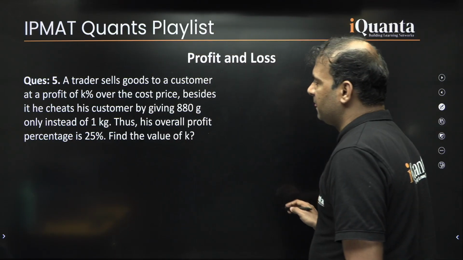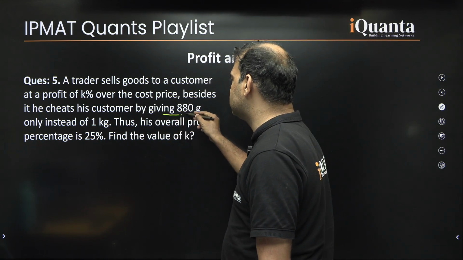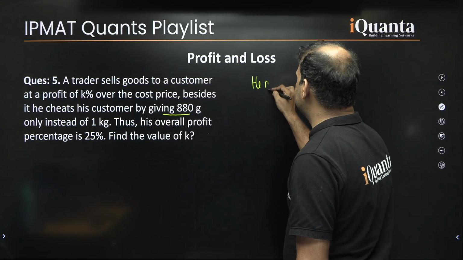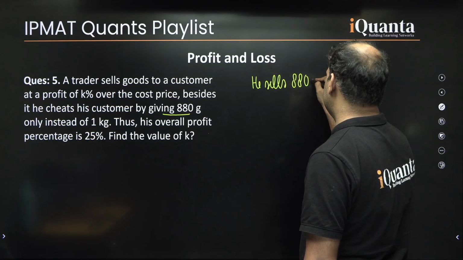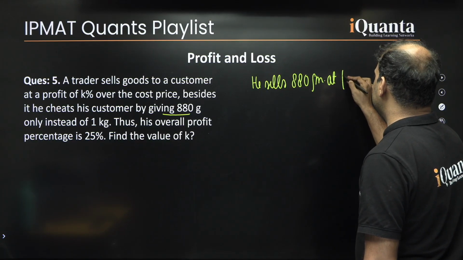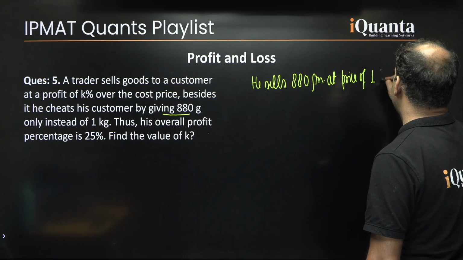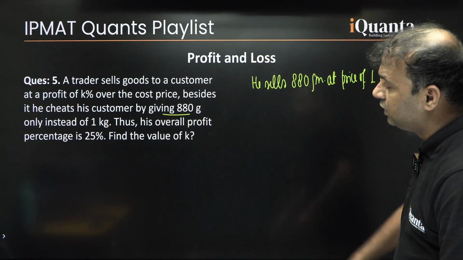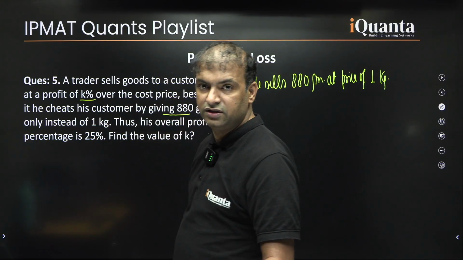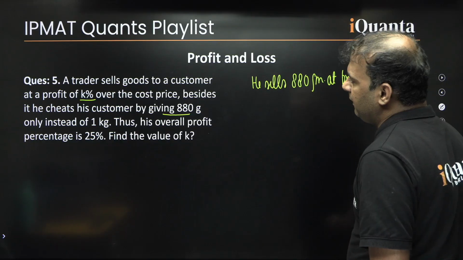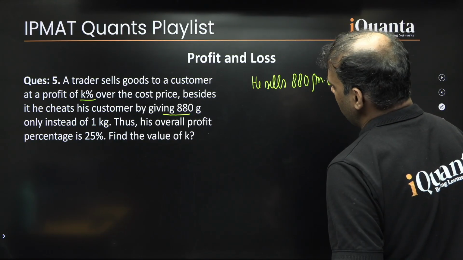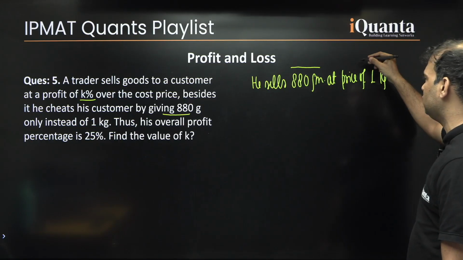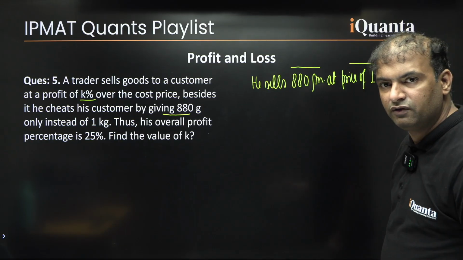All right, so first you can start with this, right? That he is giving 880 grams only instead of 1 kg. So we can say that this time he sells 880 grams only, right? At the price of 1 kg. Originally, he was making some profit, which unfortunately we do not know. In fact, that is the question, to find the value of K, right? See, guys, in reality he is giving only 880 grams, but he's taking the money of 1 kg, right?